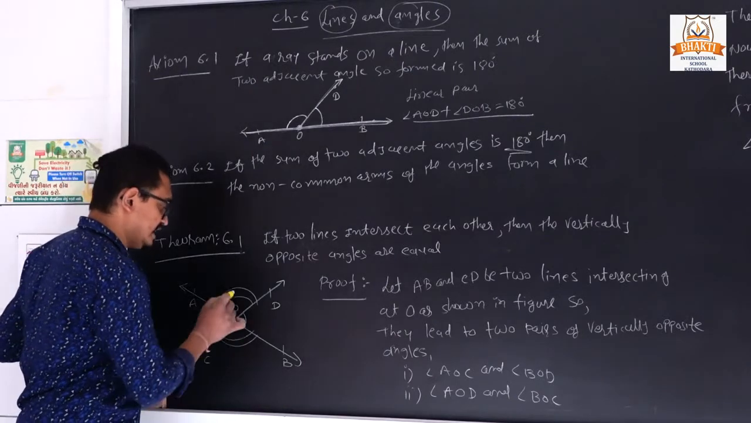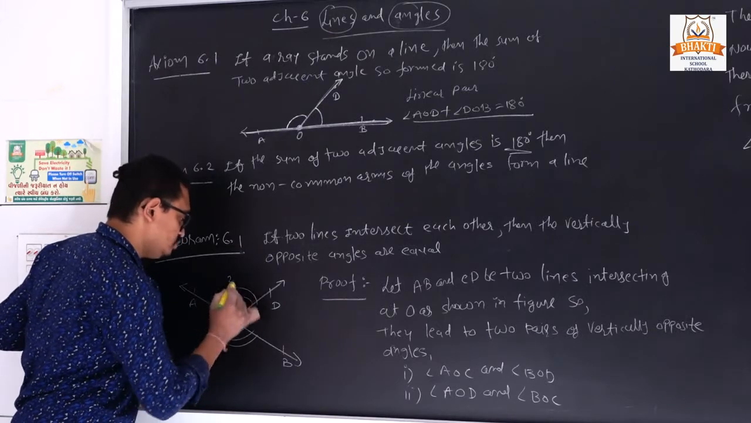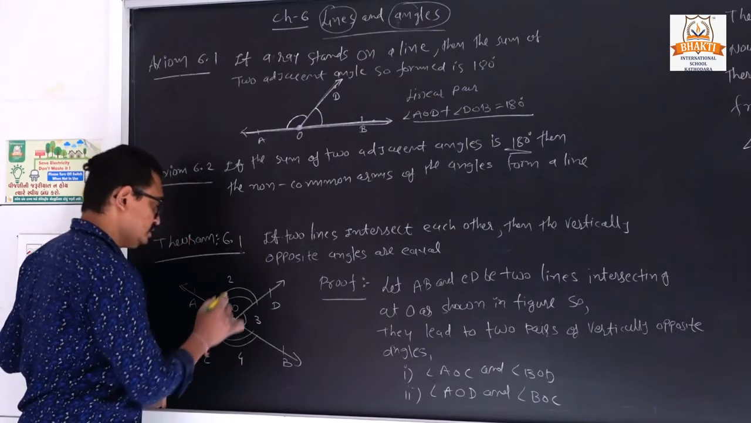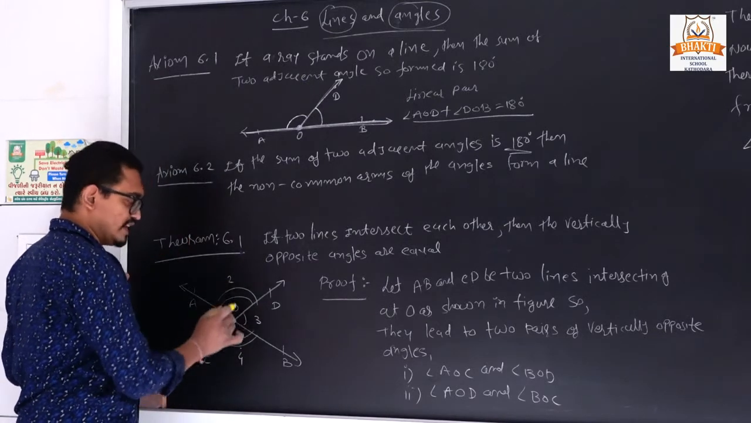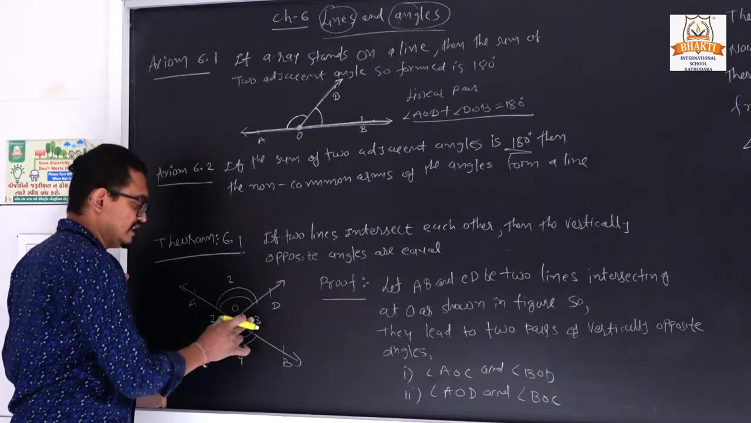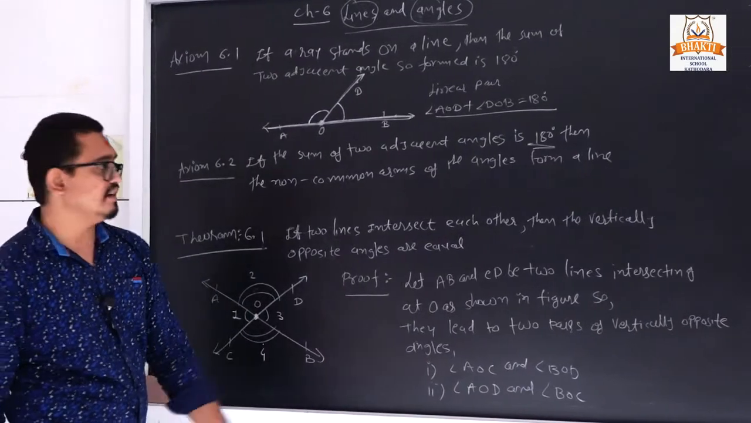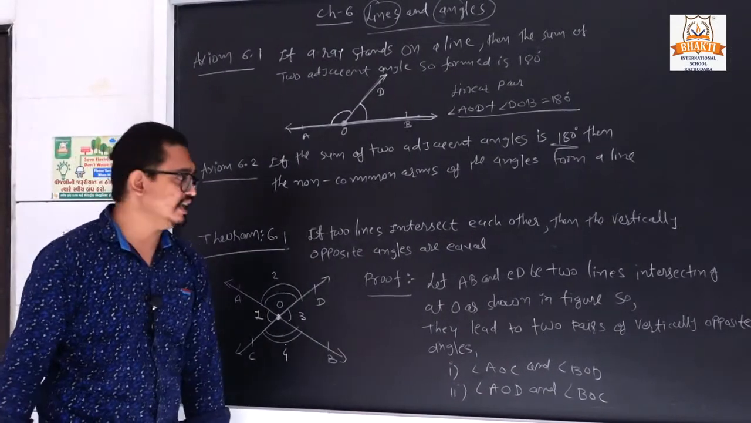So this and this angle are equal. Suppose we give them names: 1, 2, 3, and 4. It means that angles 2 and 4 are equal, and angles 1 and 3 are equal, because these and these are opposite angles, and these both are also opposite angles. Now let's prove it. Clear?